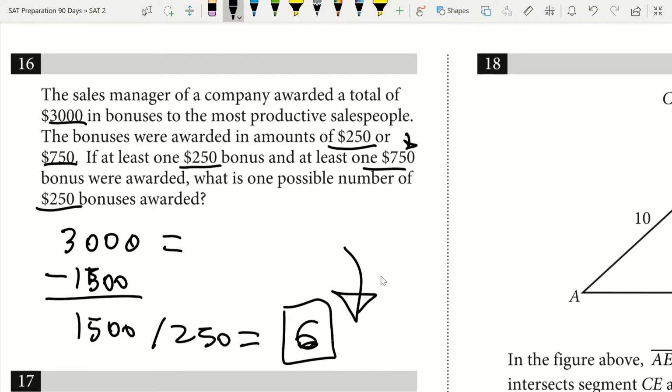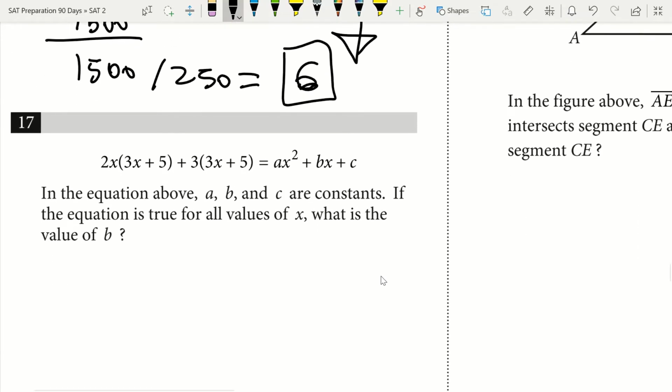Now we've got question 17. Let's go ahead and get there. In the equation above, a, b, and c are constants. If the equation is true for all values of x, what's the value of b? I've got to solve for b. I know that my b value here is going to have to be whatever it is on my left side of the equation as well. So I'm going to find what my x values are. I've got 2x times 5, that's going to be 10x. Then I see I've got 3 times 3x, that's going to be plus 9x.